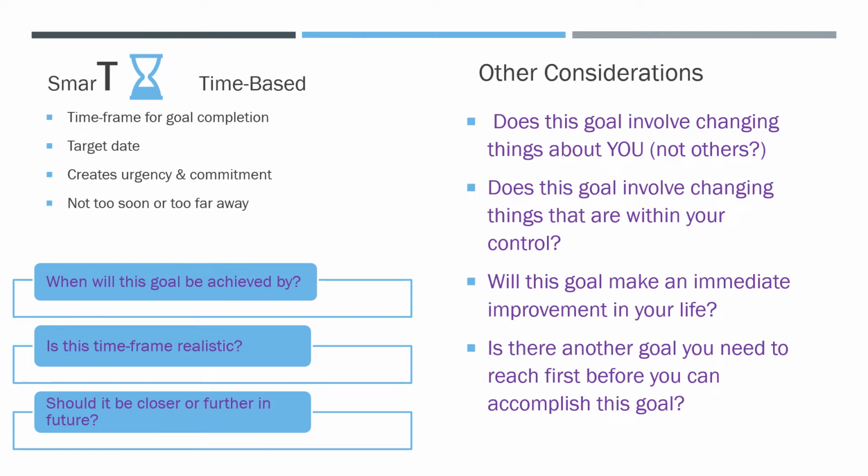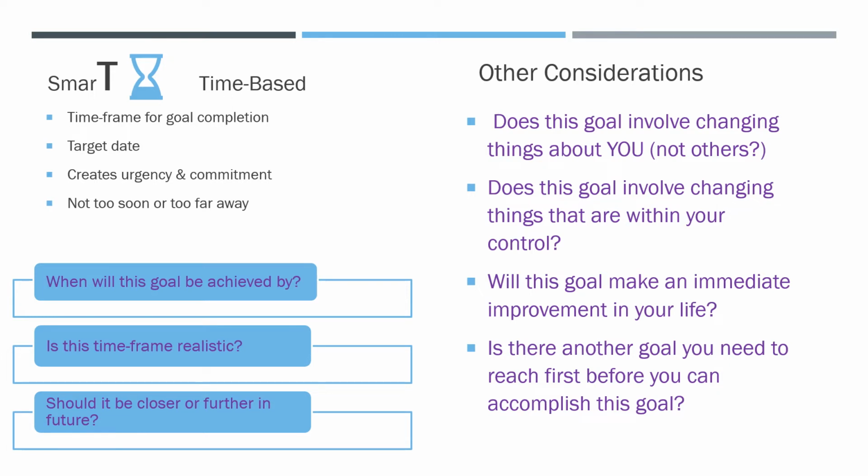Other things to consider, does this goal involve changing things about you? You can't change what your roommates bring into the house to eat. You can't control that. It has to be what you have. Your goal cannot be directed to whether or not your roommates make any changes, or depend upon your roommates to make other changes.